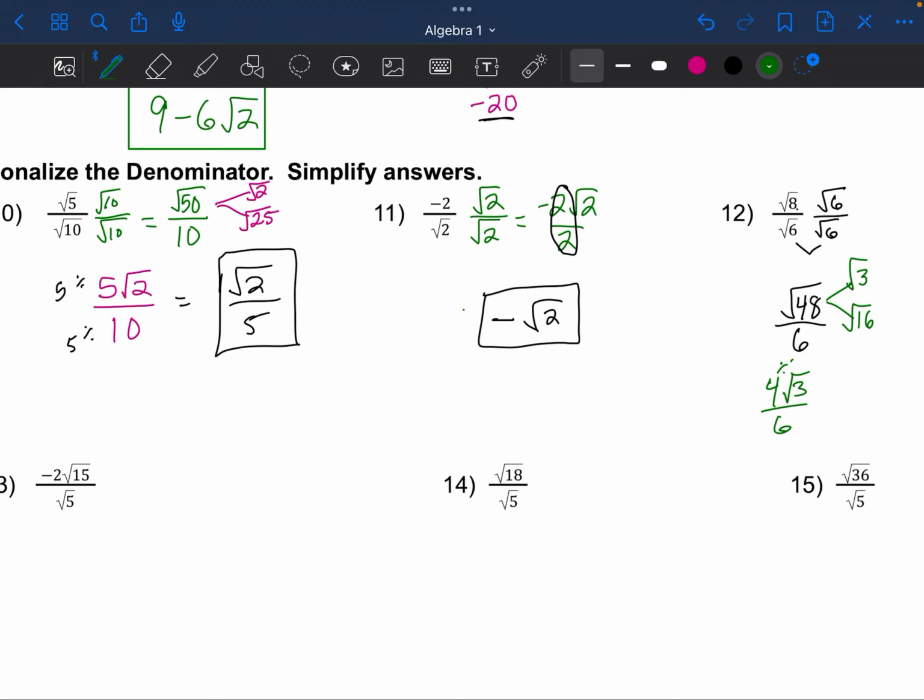In this case, we can divide by 2 on top, divide by 2 on the bottom, and we're left with 2 square root of 3 over 3. You cannot cancel those 3's because the one on top is locked inside the square root. Square root of 5, square root of 5. Same drill. Square root of 5 times square root of 5. 5 breaks out. Negative 2.